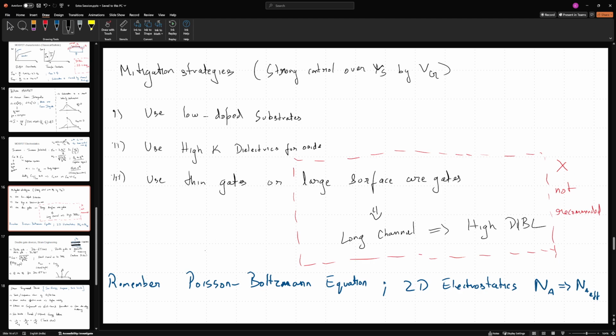And the final strategy is to use a very thin gate. So here only the geometry is changing. Or have a large surface area gate. Now, if I have a large surface area of gate, that will imply that I have a long channel, and a long channel will automatically imply a high DIBL, drain induced barrier lowering. So this is something that I do not want to do. So the effective strategy was to use thin gate devices.